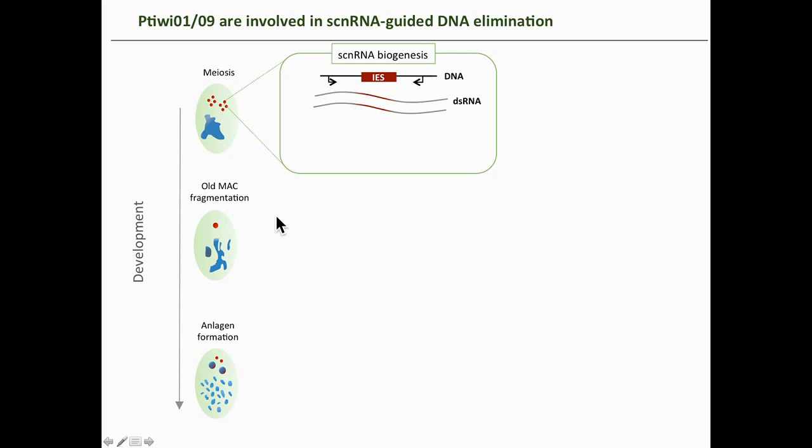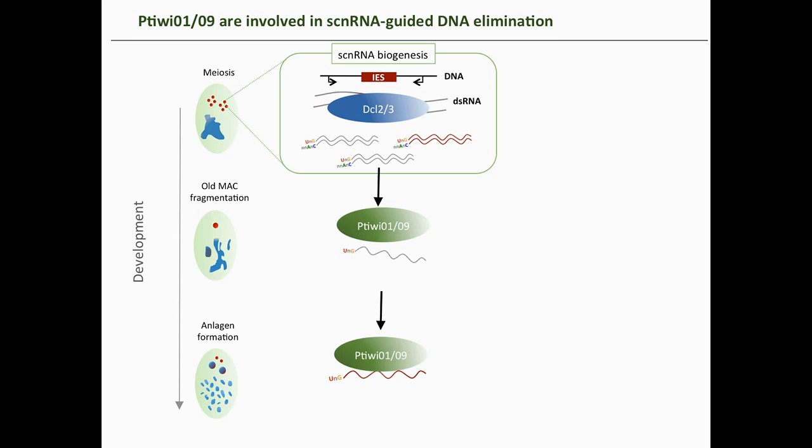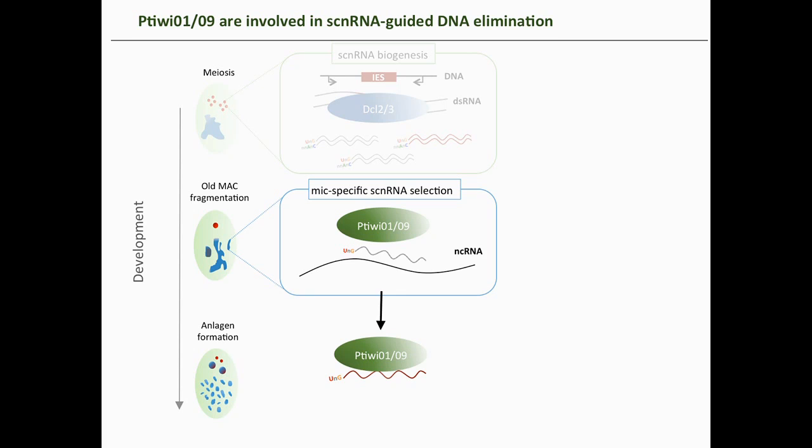During meiosis, the DNA gets bidirectionally transcribed, forming double-stranded RNA. This is processed by Dicer-like proteins 2 and 3, forming the scnRNAs we just heard a lot about before. They are then loaded onto Piwi, and the guiding strand is transported to the old macronucleus, where it binds to homologous sequences on the non-coding RNA, which targets them for degradation. Those scnRNAs which arise from IESs do not find their homologous sequence, so they are further transported to the anlagen of the new MAC, where they somehow trigger excision of IESs.